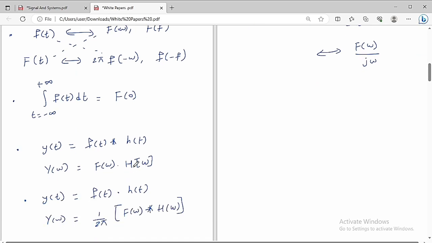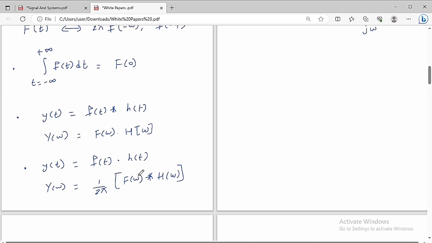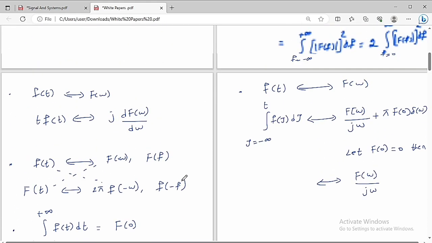Now we are going to discuss the convolution property. I already told you that convolution in the time domain leads to multiplication in the frequency domain. So if y of t is equal to f of t convolved with h of t, then Y of omega is equal to F of omega into H of omega. Similarly, the vice versa is also true: multiplication in the time domain leads to convolution in the frequency domain. If y of t is equal to f of t into h of t, then Y of omega is equal to 1 by 2 pi into F of omega convolved with H of omega. Keep this in your mind.